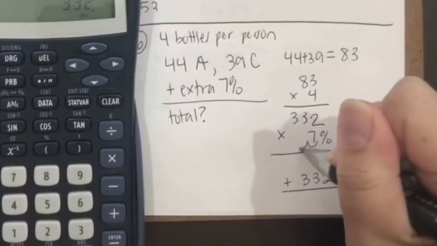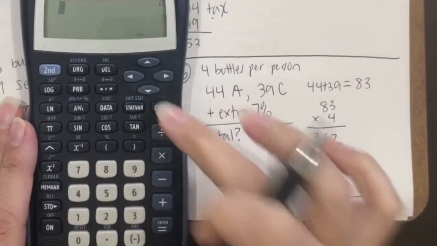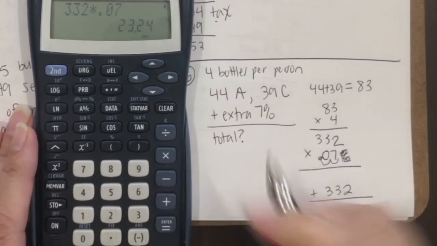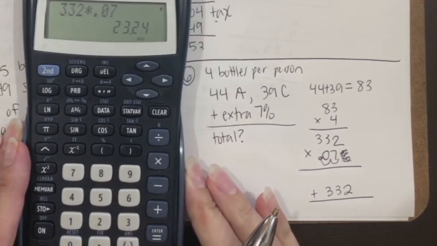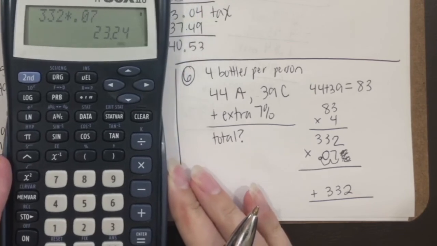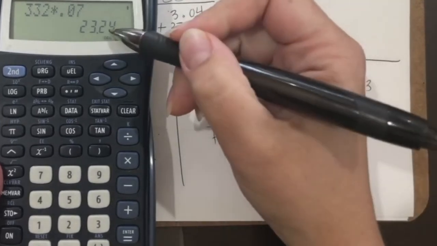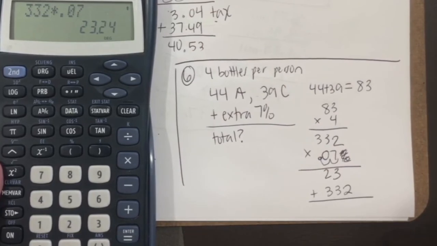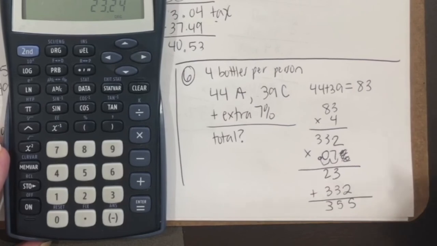So we will move the decimal place twice. It will be 0.07. So 332 times 0.07 is 23.24 water bottles. We don't deal with decimals because you're not going to buy part of a water bottle. So we'll just say 23 because this is less than a half. So 23, and then we'll add that back to the 332, and that's 355.